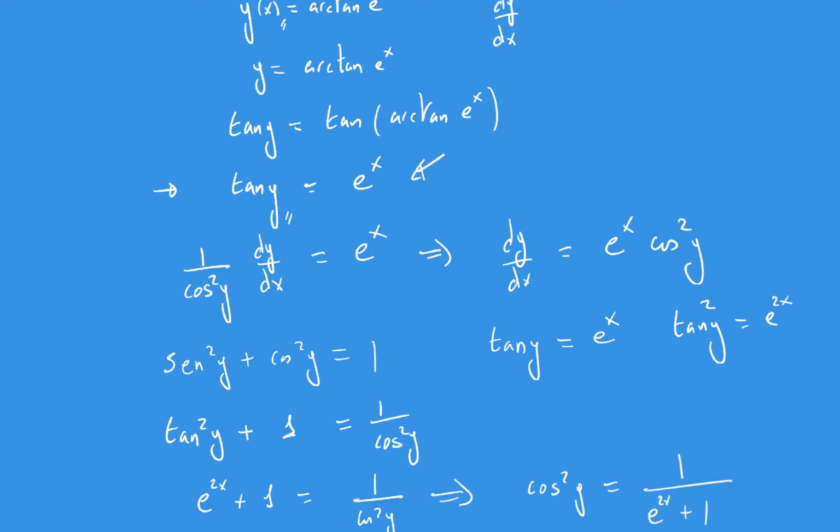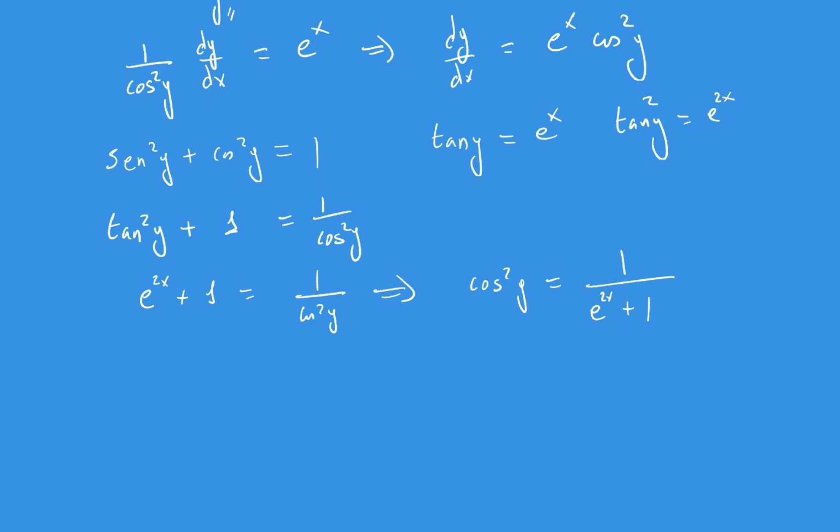So now I have the derivative of y with respect to x. The derivative of y with respect to x is e to the x times cosine square of y, or in other terms, e to the x divided by e to the 2x plus 1. This is the result.